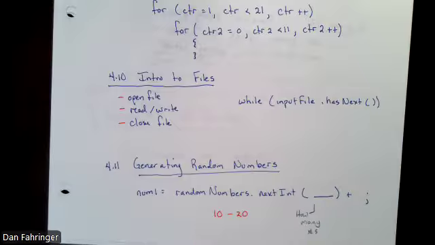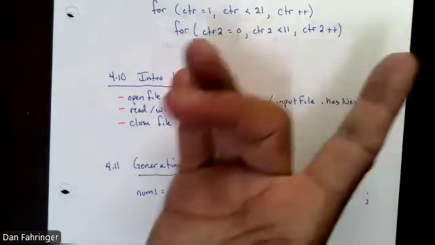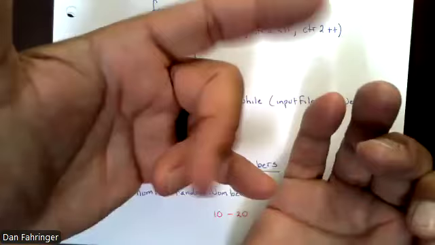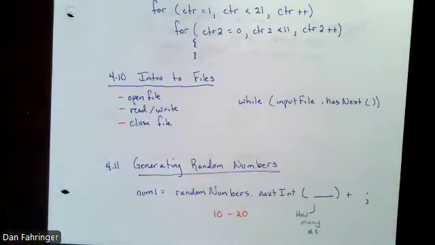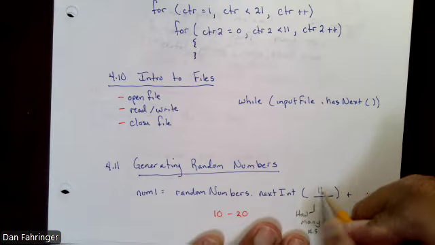How many numbers are there from 10 to 20? Use your fingers. 10, 11, 12, 13, 14, 15, 16, 17, 18, 19, 20. You're used to it being 11 to 20, but no, this is 10 to 20. It's 11 numbers, so this is going to be an 11 in here.